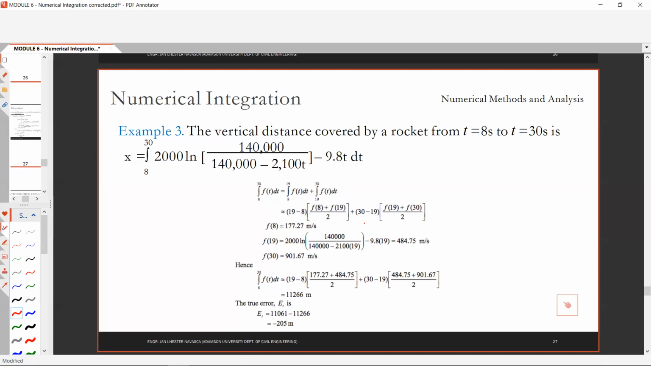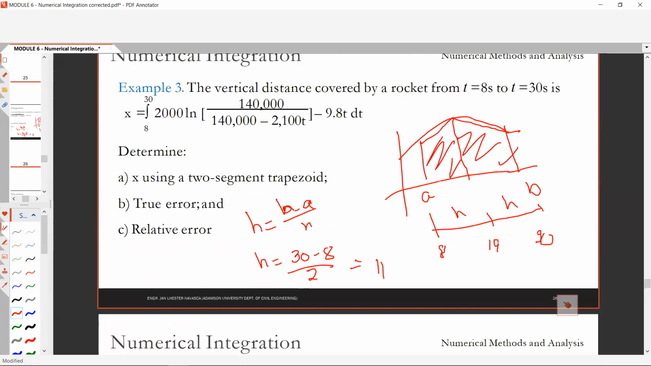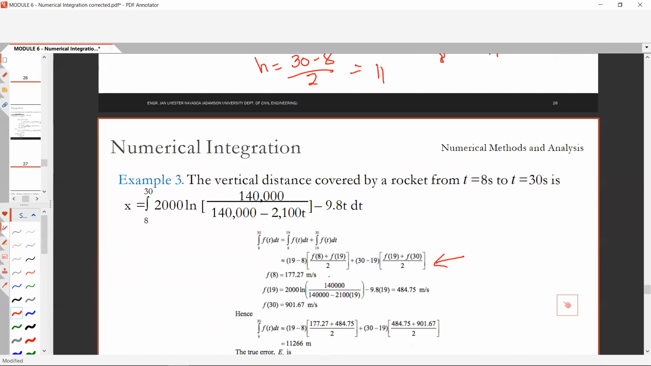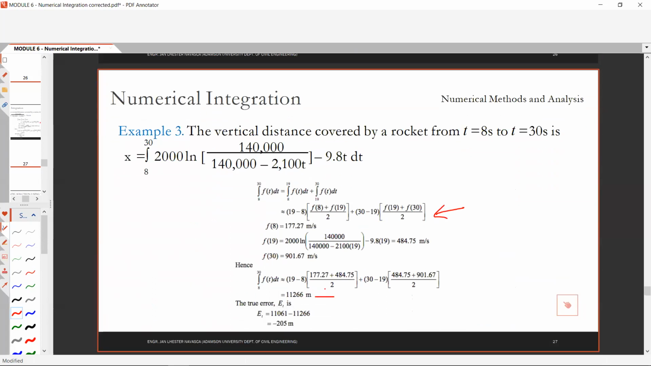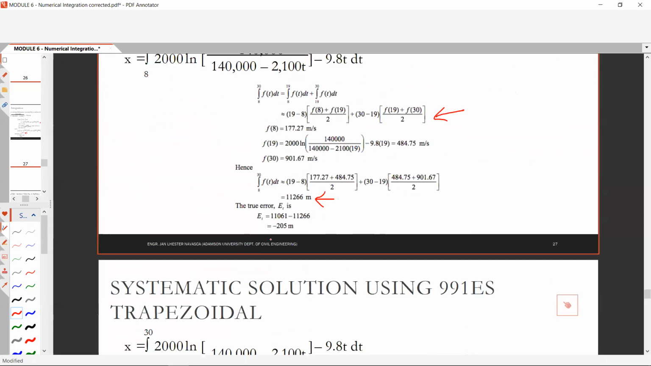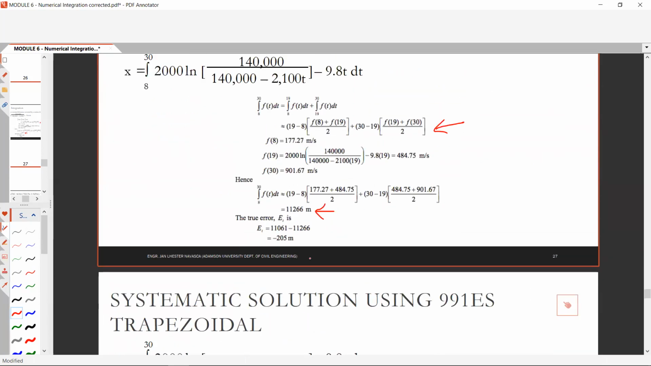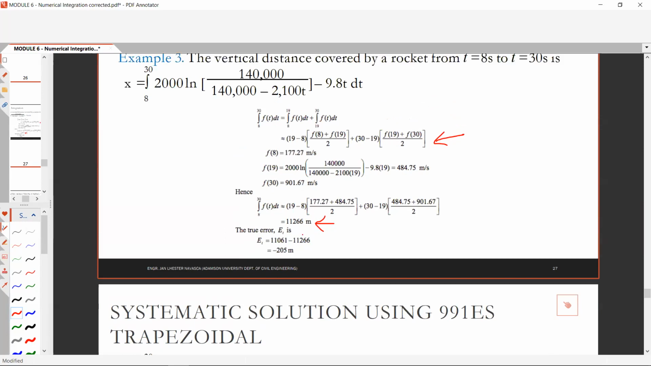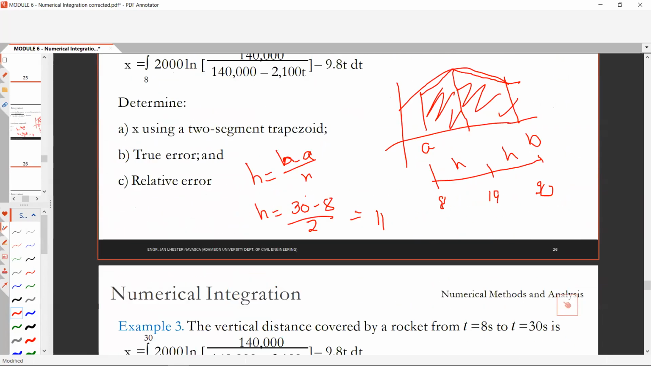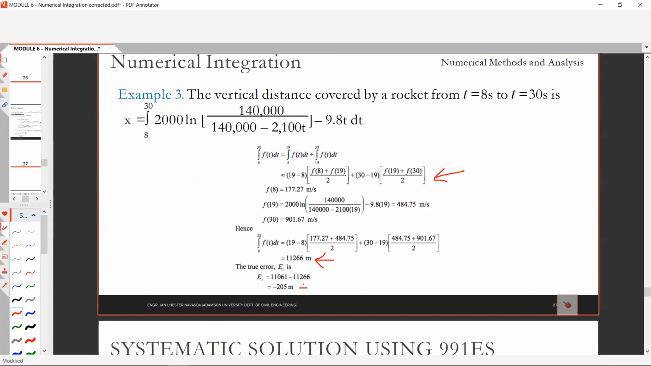Okay, so recall nyo yung formula ng trapezoidal rule. Pwede mo itong gamitin. Simplify mo isa-isa. Okay, gamitan mo ng trapezoid isa-isa, which is the area 1 plus area 2. This is area 1 and this is area 2. Okay. Then you can solve the equation. Solve mo yung f of 8, solve mo yung f of 19, and solve mo yung f of 30, di ba? Pwede yan. Okay, so the true error, give negative 11,266. So therefore, the true error, minus mo dun sa 11,061, we have the true error of 205 meters.